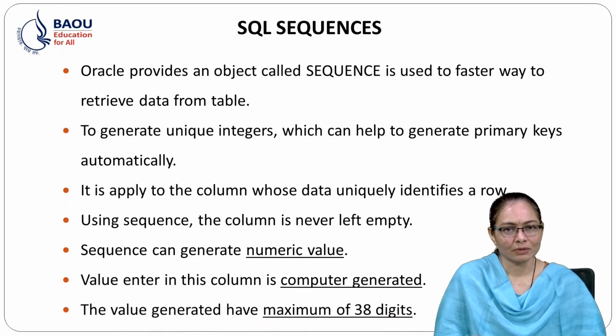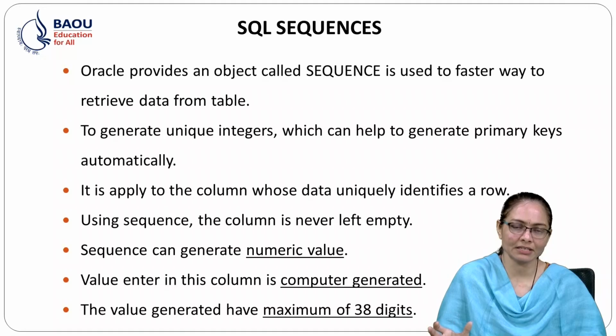The value can have a maximum of up to 38 digits. The sequence generates numbers up to a maximum of 38 digits long.